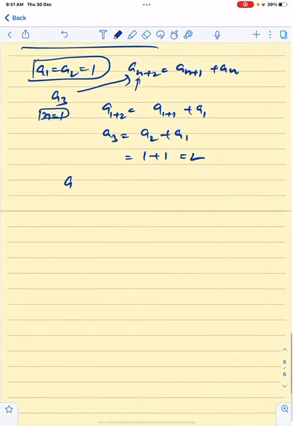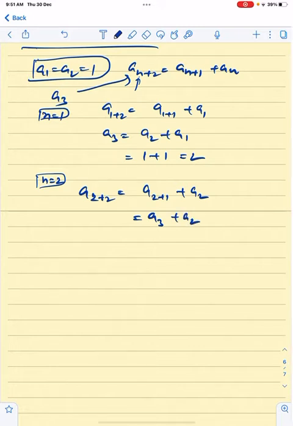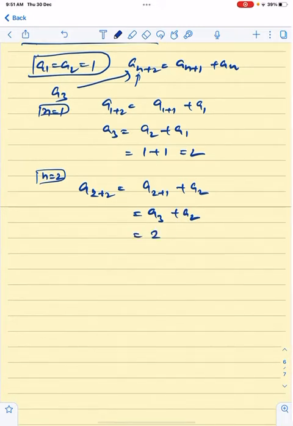So similarly, to calculate a4, I have to put n equals 2, right? So I'll have 2 plus 2 is 4, so 2 plus 1 plus a2, that means a3 plus a2. A3 I have just calculated, that is 2, and a2 is given earlier, so that means 3. So this will be the value of a4, right?